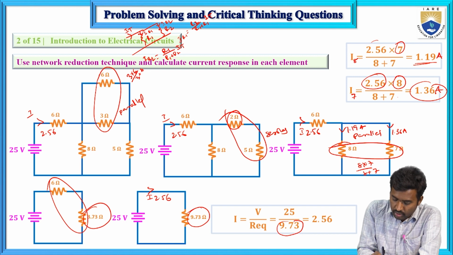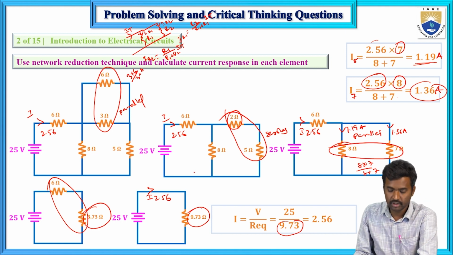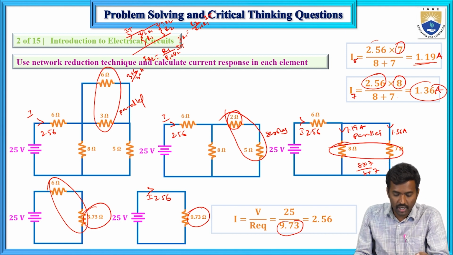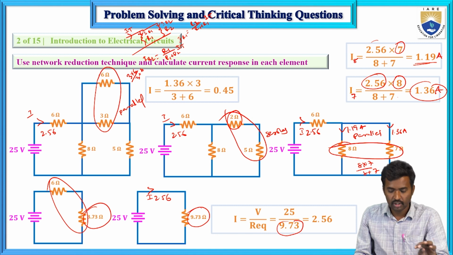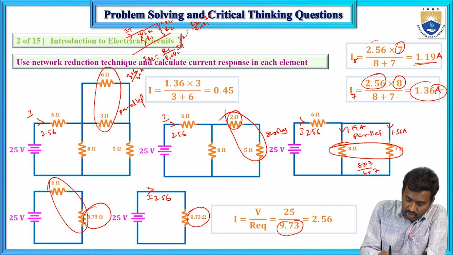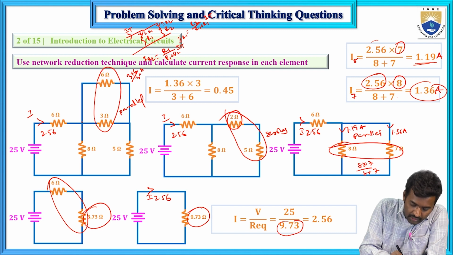Now we need the 2 ohms resistor branch. Here this total branch current is 1.36, so that is divided. Next, here we need the 3 ohms and 6 ohms resistors. So this current is 1.36, and here the current is divided into these two currents.